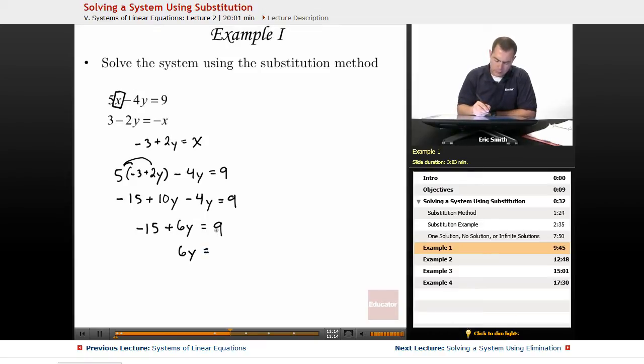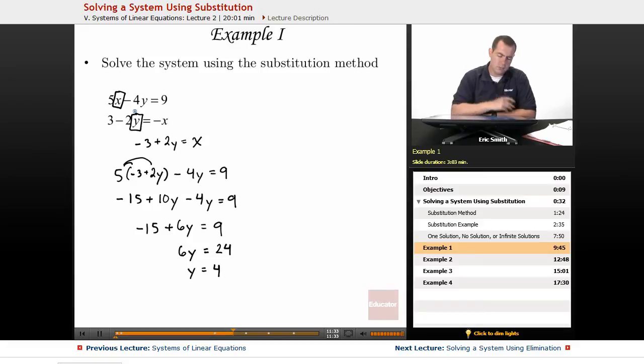Let's see, plus 15, 24. Now dividing both sides by 6, I get that y is equal to 4. So we have half of our solution. Now let's figure out what the other half is by putting it back in one of the original equations.